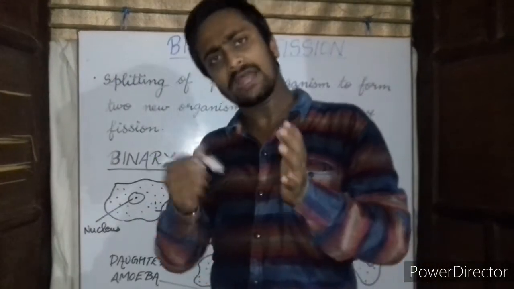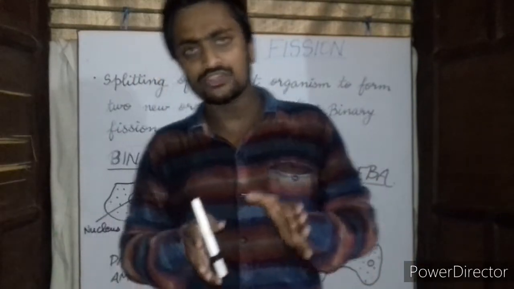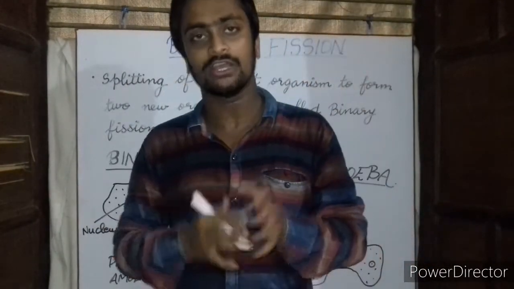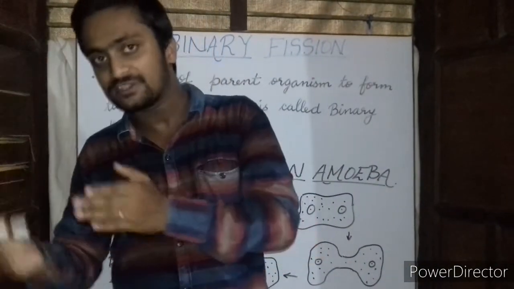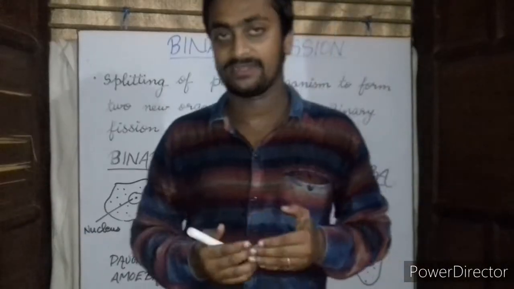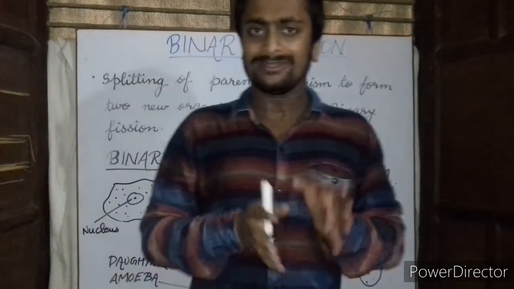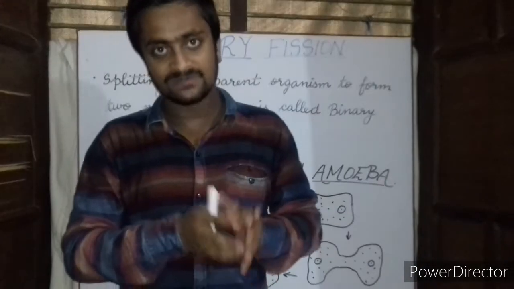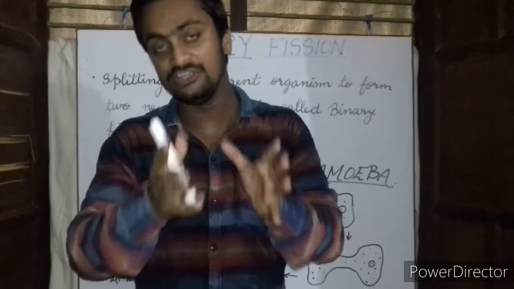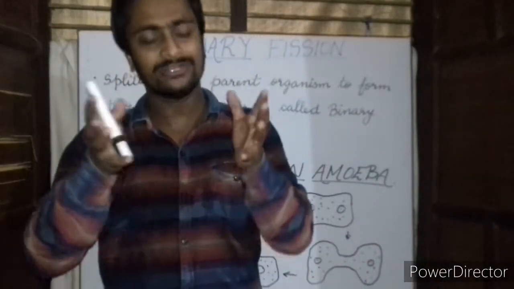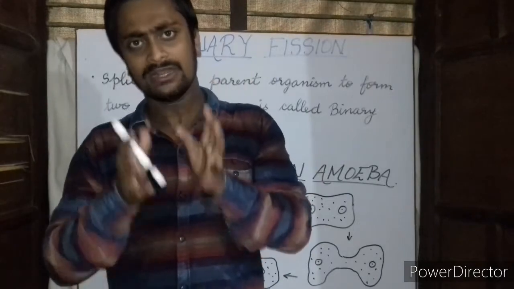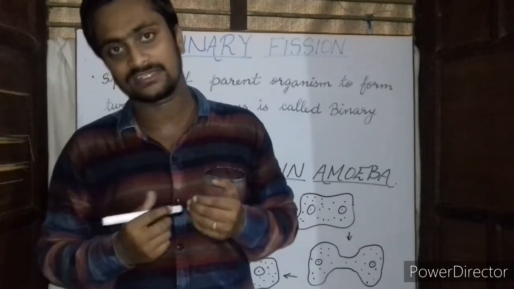So what is meant by binary fission? Actually, the process of splitting of a single parent to form two identical organisms is called the process of binary fission. In binary fission, only two organisms are formed, two offsprings are produced from a single parent. This process of binary fission takes place in unicellular organisms like amoeba, paramecium, leishmania. Okay, so now we will discuss how the process of binary fission actually takes place. The process of binary fission actually involves a series of processes.